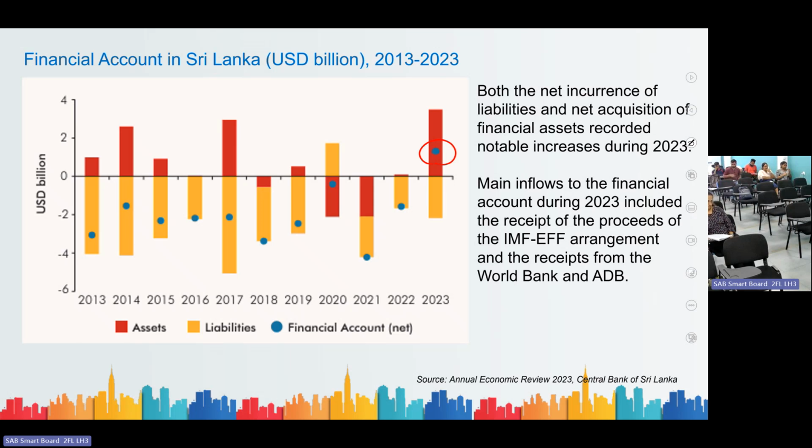Both the net incurrence of liabilities and the net acquisition of financial assets recorded a notable increase during 2023. Main inflows to the financial account during 2023 included the receipt of the proceeds of the IMF EFF arrangement and the receipts from the World Bank and ADB.